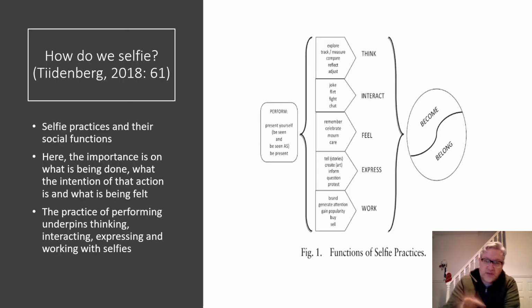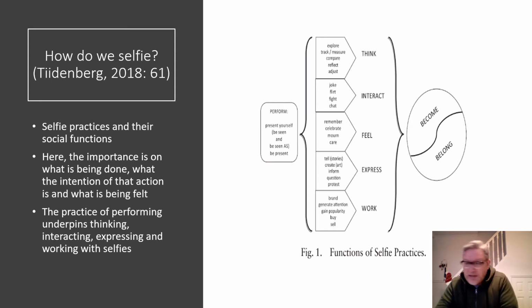So Kat Tiedenberg's diagram here shows that in our performance, we think, we interact, we feel, we express, we do work, and that contributes to our becoming and belonging in particular ways. Selfie practices have social functions. Here the importance is on what is being done, what is the intention, and what is being felt. And the practice of performing underpins thinking, interacting, expressing, and working with our selfies to construct our self-identity and image to others. So it's a very informed sort of process that we go through.